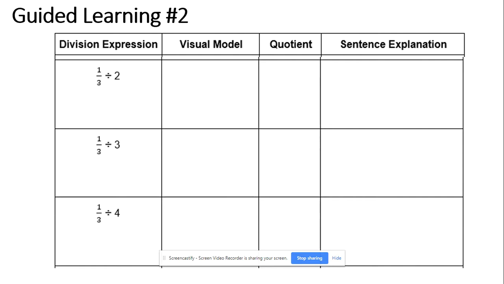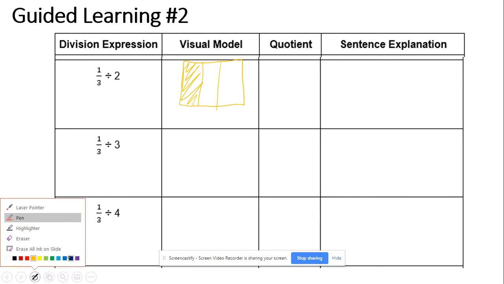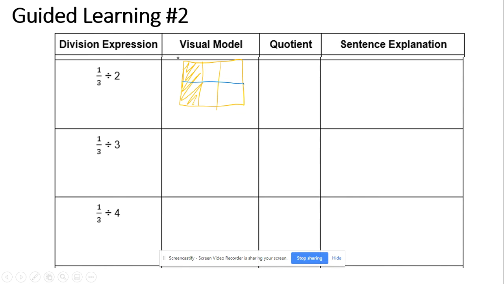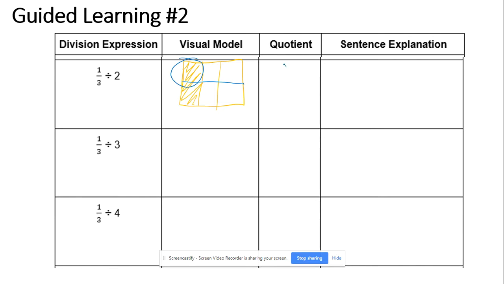All right. Now instead of 1/2, we're going to do 1/3. Same thing, we're starting with 1/3. So we're going to split this into 3 equal parts. Shade one of them. 1/3 divided by 2 means we're going to split this into 2 parts, or 2 groups, I should say. That means each one is going to get 1 portion out of 6 total parts. 1/3 split into 2 pieces is 1/6.